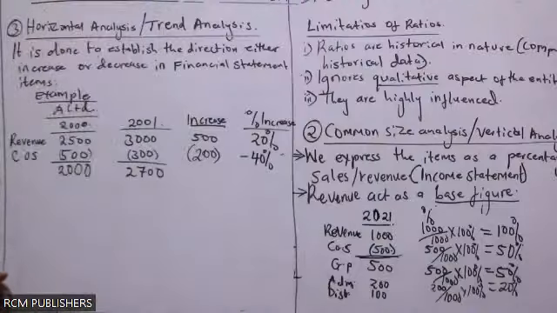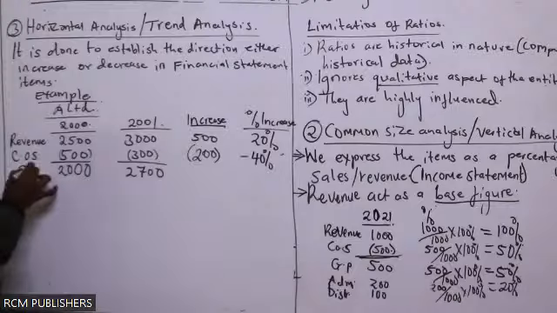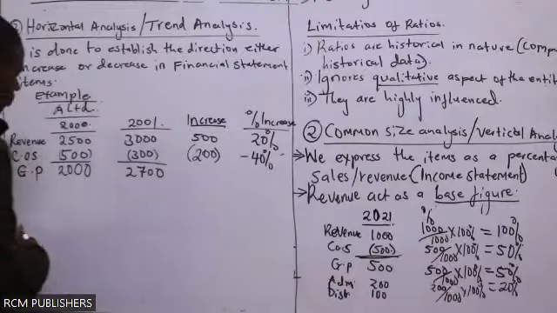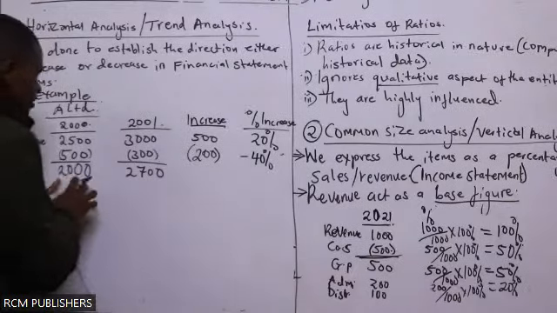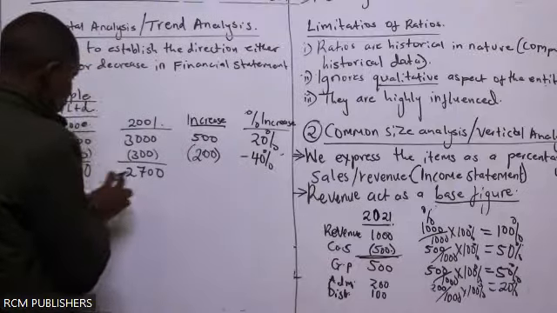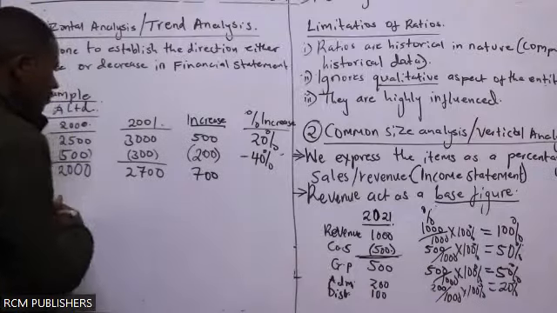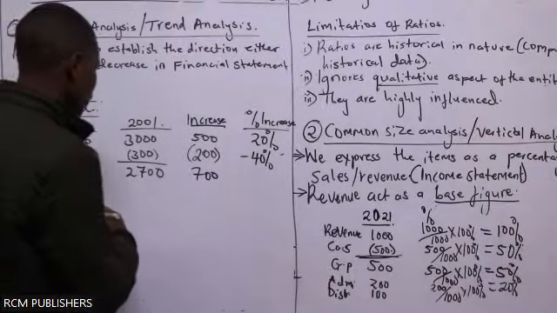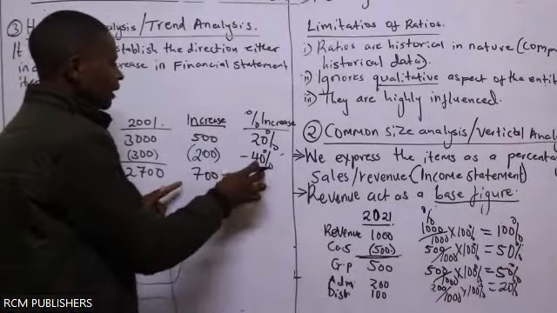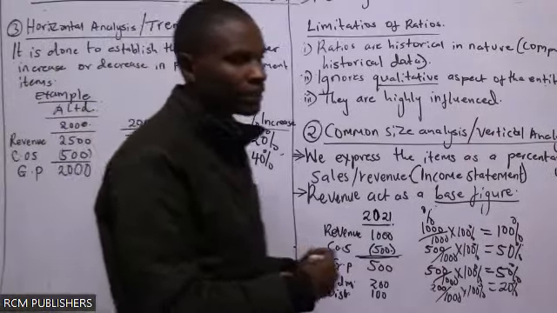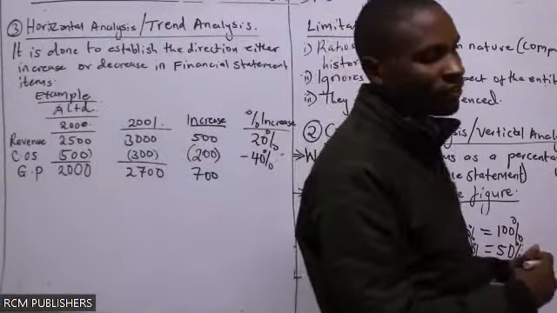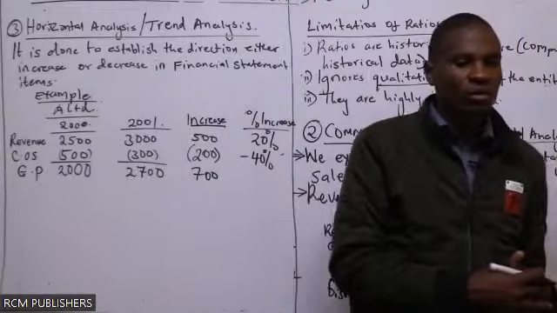Now, let's see the effect of that to our gross profit. So there is an increase in our gross profit by 700, sorry. 700. What is our percentage increase? As far as gross profit is concerned.